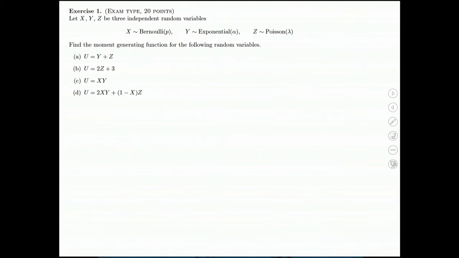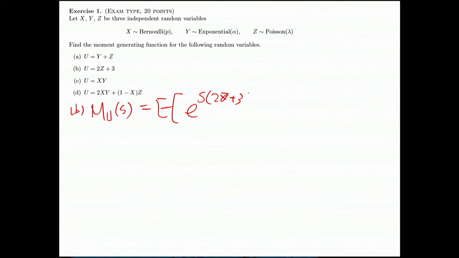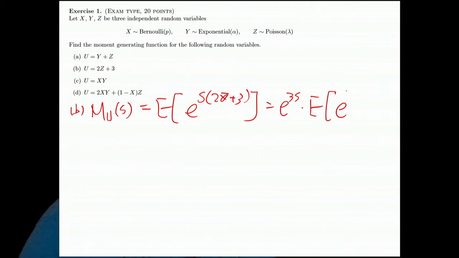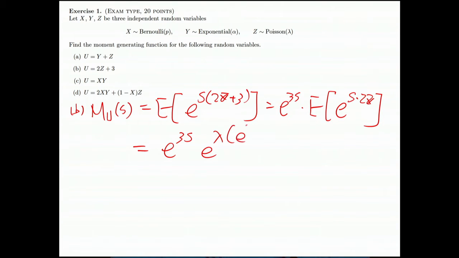Okay, next is also easy because we do the same thing as the moment generating function of U. It's a function of s: the expectation of e to the s times (2Z plus 3). That's much easier because this is just e to the 3s times the expectation of e to the s times 2Z, right? So this moment generating function is e to the 3s times exponential of lambda times (e to the 2s minus 1).